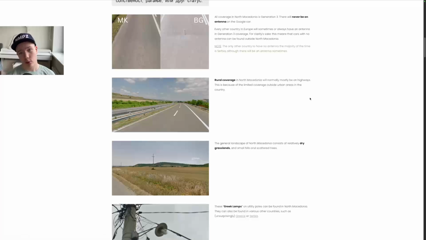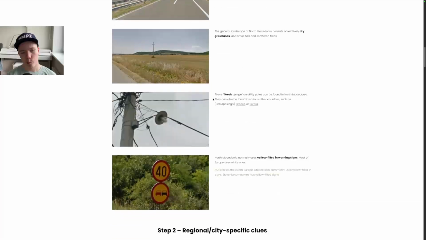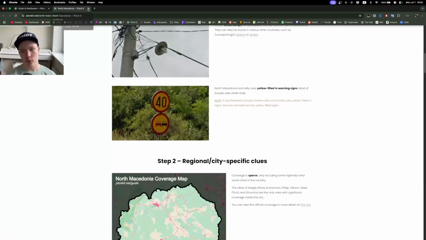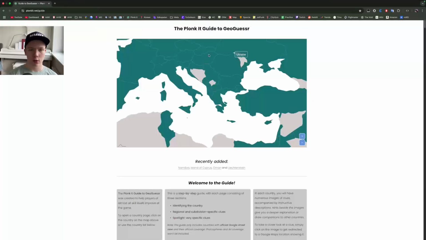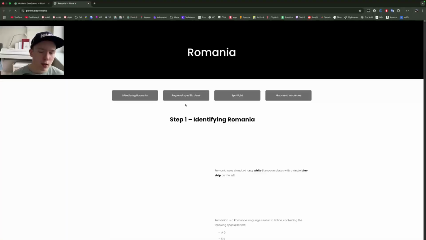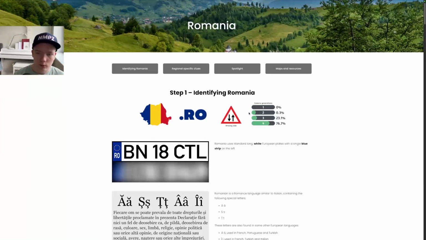Rural coverage, usually on highways, because they didn't really do any kind of actual dirt road coverage. Yeah, the warning sign things, yellow filled in. Greece also uses those. And we have Romania and Bulgaria left.